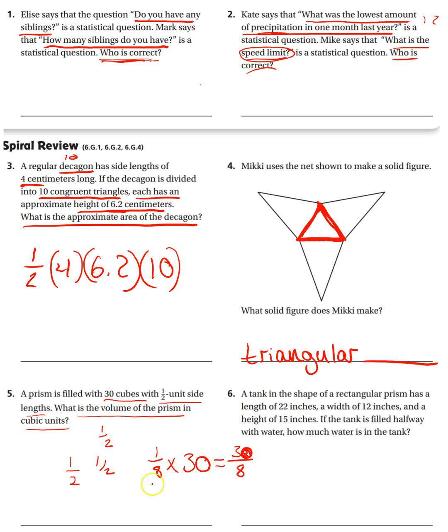over 8. 8 goes into 30, 3 times? 3 6/8, and that can be reduced to 3 3/4. So what is the volume in cubic units? 3 3/4 cubic units, or we could say units cubed.